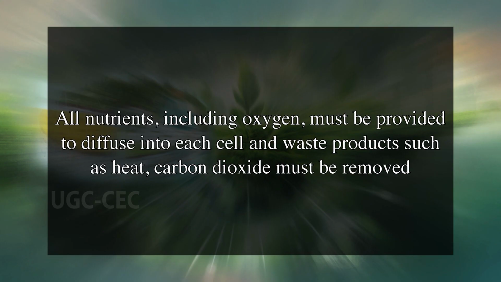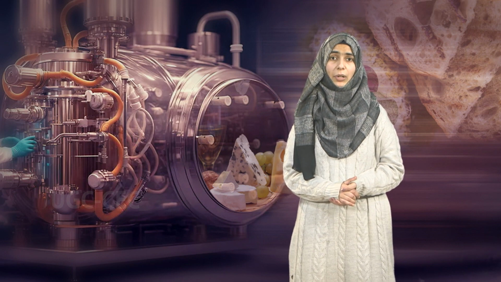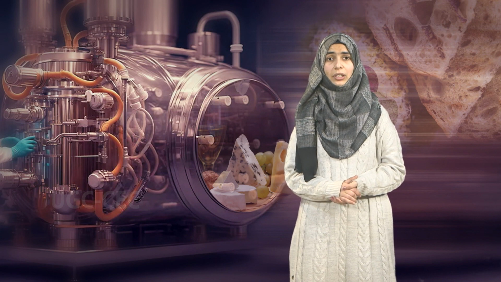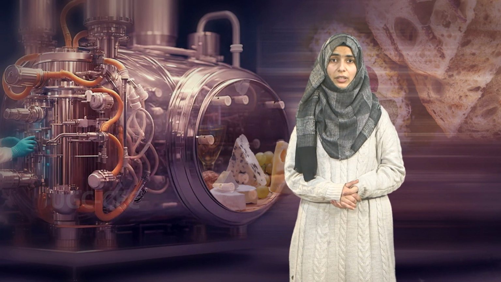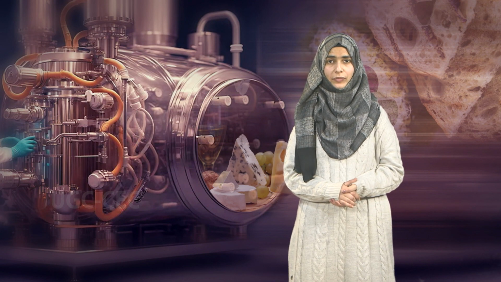All nutrients, including oxygen, must be provided to diffuse into each cell, and waste products such as heat, carbon dioxide, etc. must be removed. The concentration of the nutrients in the vicinity of the organism must be held within a definite range, since low values will limit the rate of organism metabolism, while excessive concentrations can be toxic.